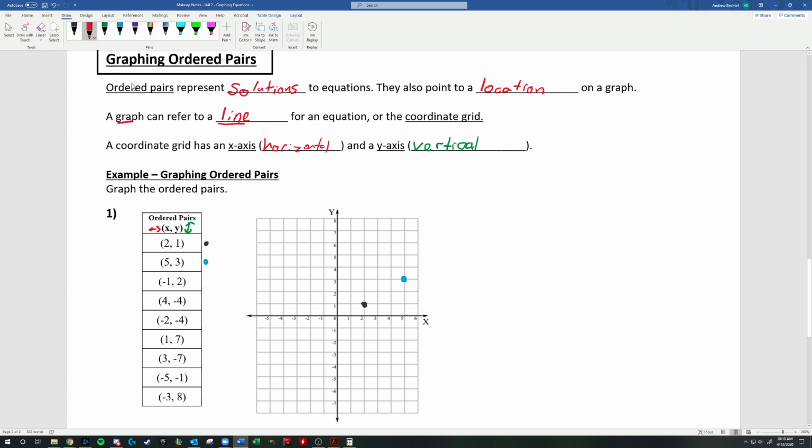I will do the next 2 points, and everything after this is going to be a check-in for you. So this point is negative 1, 2. Again, the x-coordinate goes first. If I start in the middle, negative 1 is going to be right here on the x-axis. Next, the y-coordinate is 2. That tells me to go vertically, tells me to go up 2.